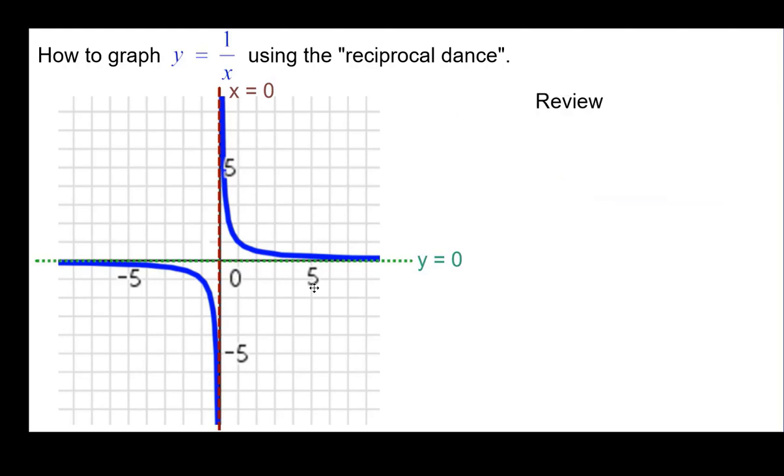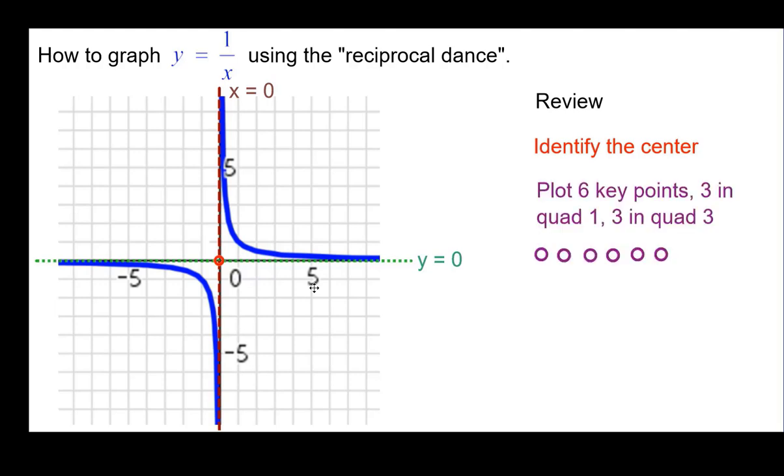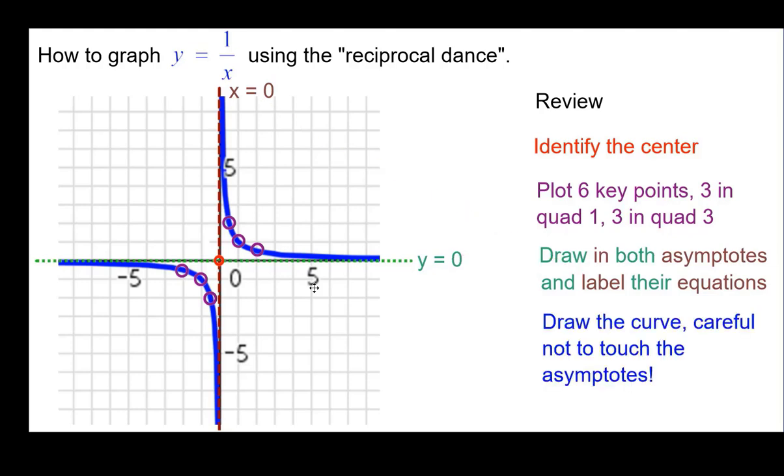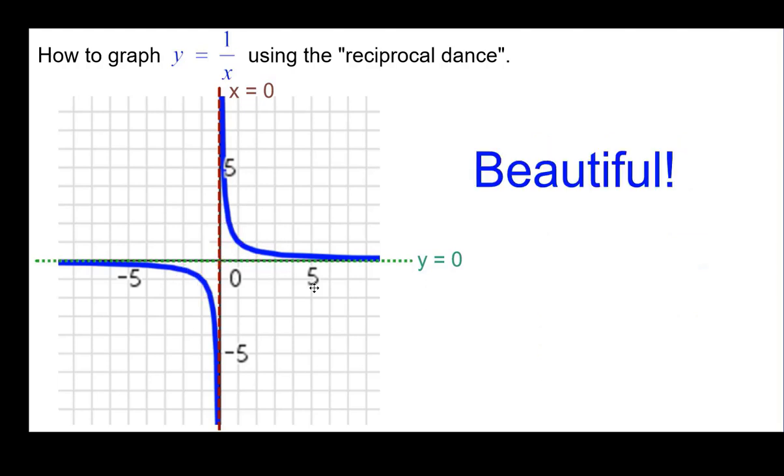So to review, just to summarize this, you do need to identify the center point when you go to draw the graph of a hyperbola. You need to plot 6 points, 3 in the first quadrant, 3 in the third quadrant. Those get the shape. You need to draw in both of the asymptotes and label their equations. That's important. And then draw the curve, careful not to touch the asymptotes. Beautiful.